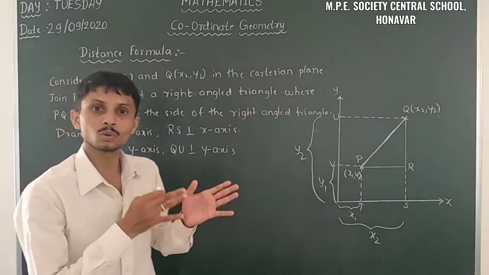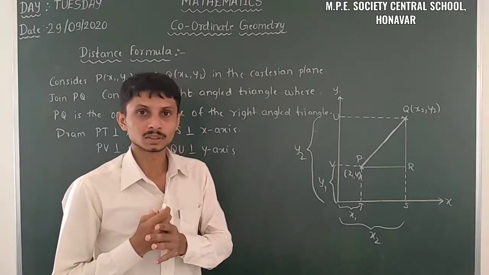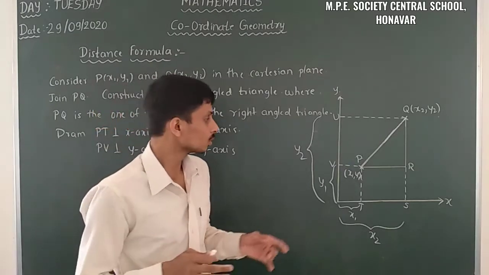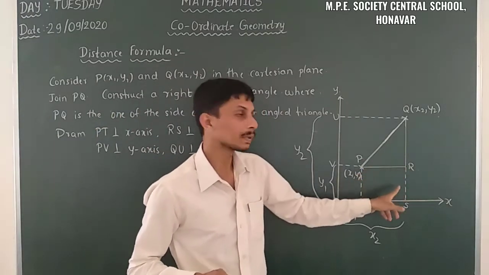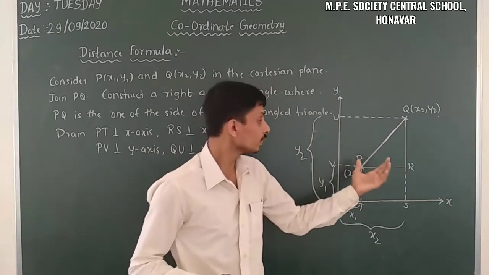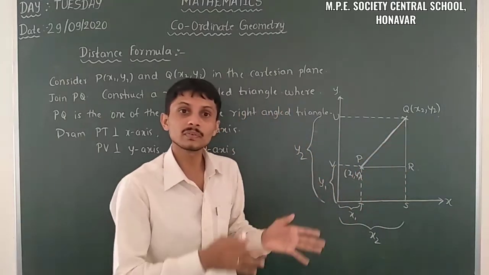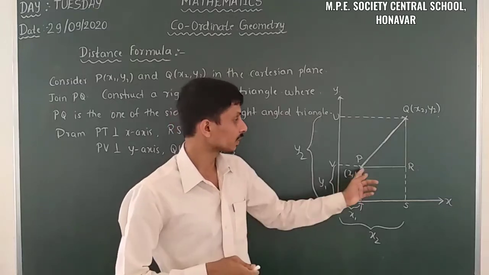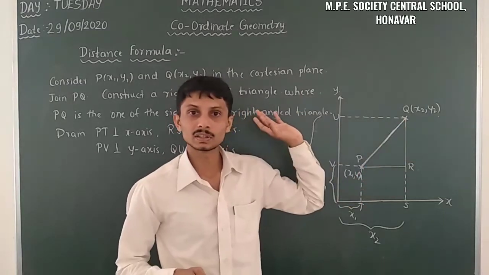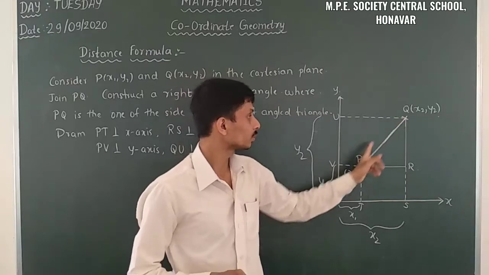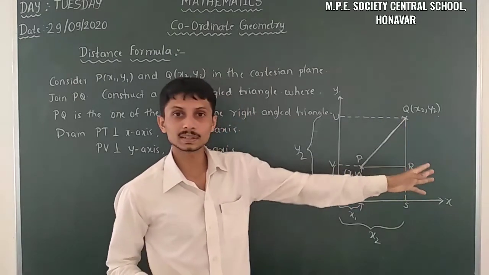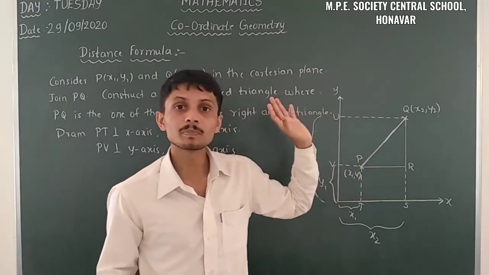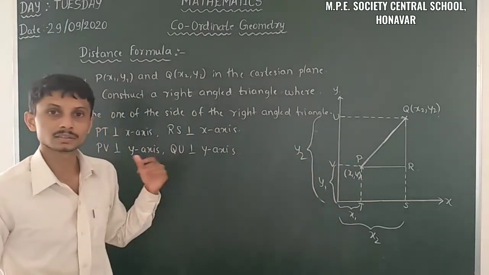Before we go on to find the distance formula, we have to take all the values. What are the values we have? Firstly we have PR and QR. When we have PR and QR, we can easily use the Pythagoras theorem. From it we can easily find the value of PQ: PQ square is equal to QR square plus PR square. From that formula we can find the distance PQ. So let us take that.